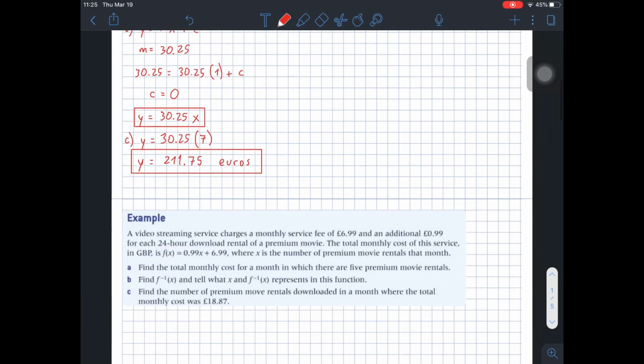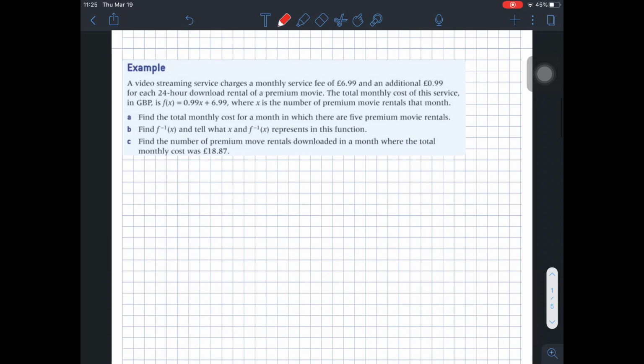Okay, let's keep on with the next example. It says a video streaming service charges a monthly service fee of £6.99 and an additional £0.99 for each 24-hour download rental of a premium movie. The total monthly cost of this service in British pounds is f of x equals 0.99x plus 6.99. So in this case, we're given the linear model, where x is the number of premium movie rentals that month.